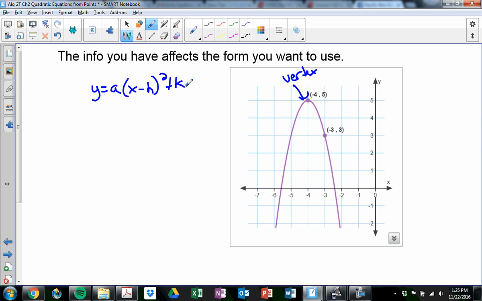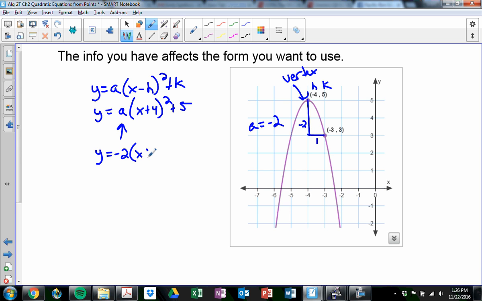In this case, h is negative 4, k is 5. So I could have y equals a(x plus 4) squared plus 5. I just found h and k. Now all that's left is to find the a value. Well, in this example, there are two ways that we can do that. I can very clearly see the first step from the vertex is down 2, right 1, which means my a value is negative 2. So my equation would be y equals negative 2(x plus 4) squared plus 5.